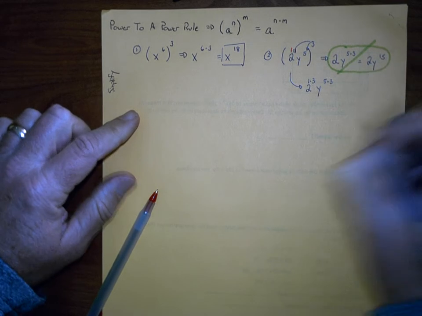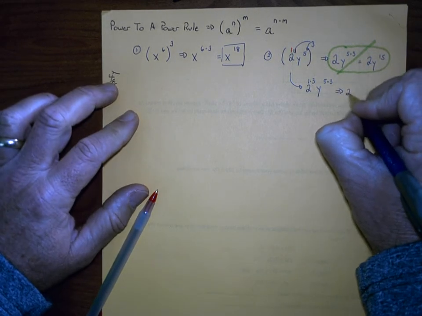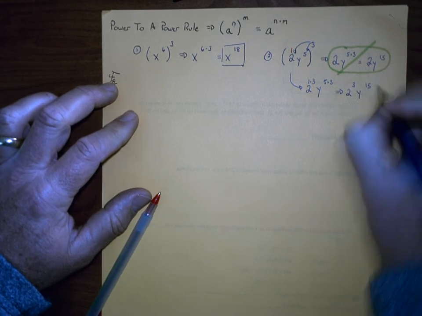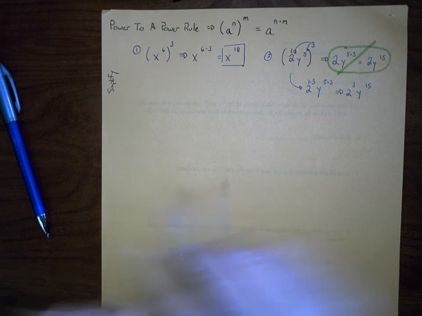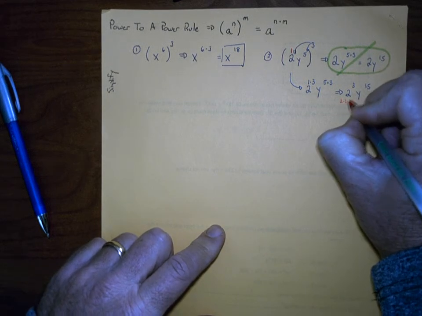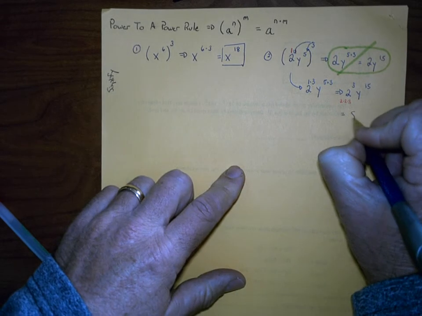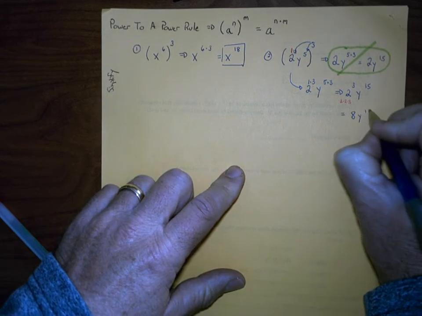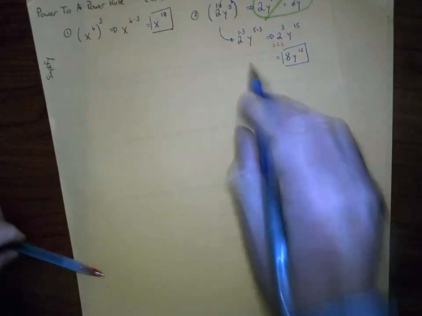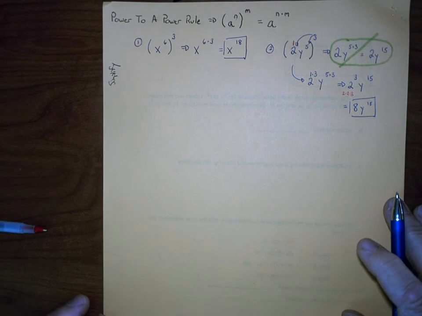So what would this become? This would become 2 to the 3rd power, y to the 15th power. And remember, what does 2 to the 3rd power mean? That means 2 times 2 times 2. So really, this problem would simplify to 8y to the 15th power. That would be an example of what to do when you have an exponent on the inside. Hopefully that makes sense on how to work that one out.